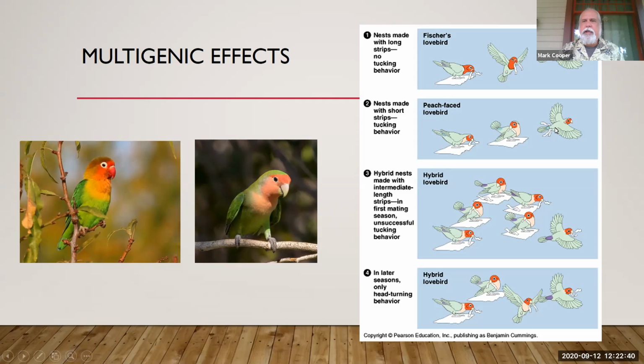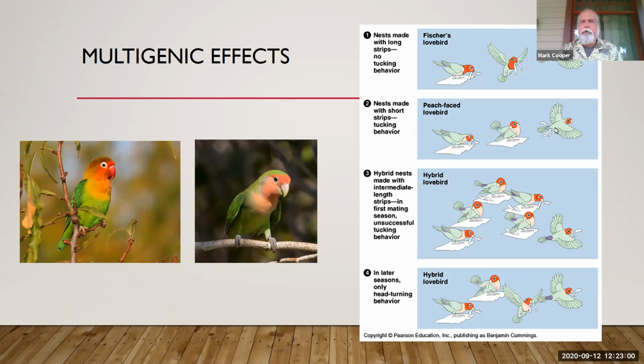Multigenic effects, and what happens is we found that some lovebirds can do hybrids. They're closely related enough where they can actually have offspring. So let's look at these lovebirds. We know that it's more than just one gene, and it has these variations.